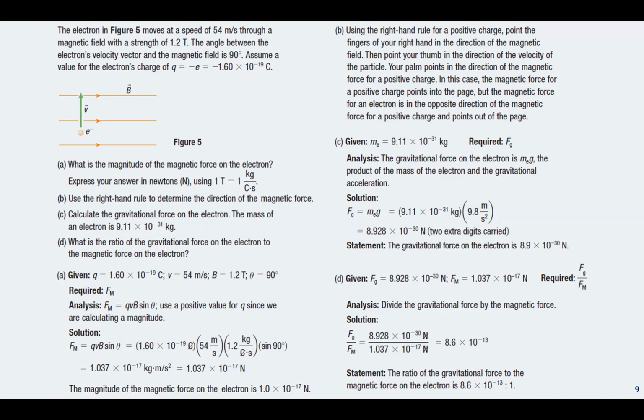As to question C, we know the mass of the electron is given to be 9.11 times 10 to the power of -31 kilograms, right? So the gravitational force on the electron is mg. Put all the values in, we know the magnitude of the gravitational force is 8.928 times 10 to the power of -30 newtons.